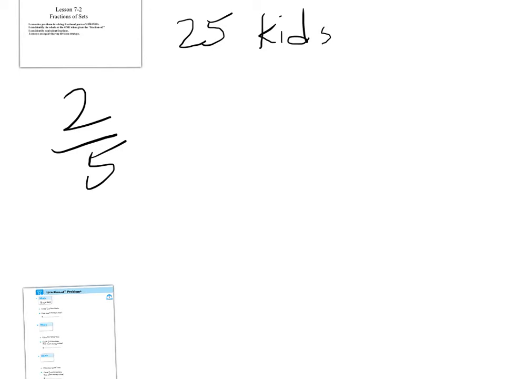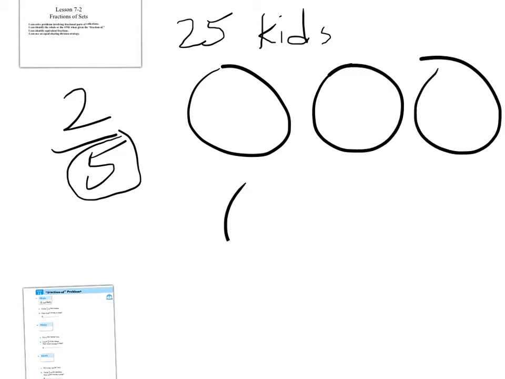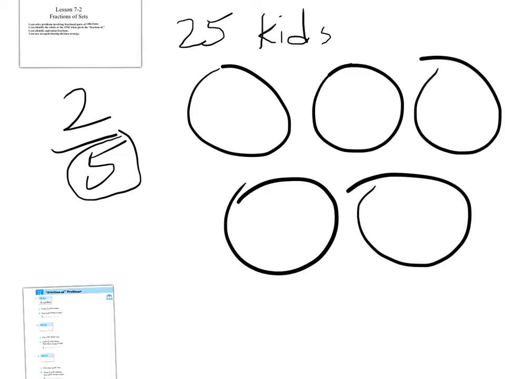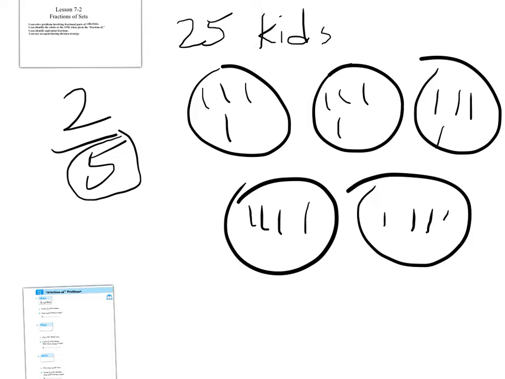So 2/5 would equal, well, first we would need to find 5 equal groups. So 1, 2, 3, 4, 5. Then I would just separate the 25 kids into 5. Or if you know division, you know what 25 divided by 5 is. But let's count: 1, 2, 3, and so on up to 25. Notice I'm done. I got to 25, and each group has the same amount.